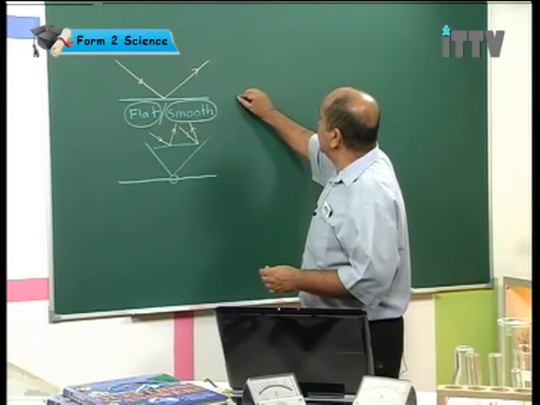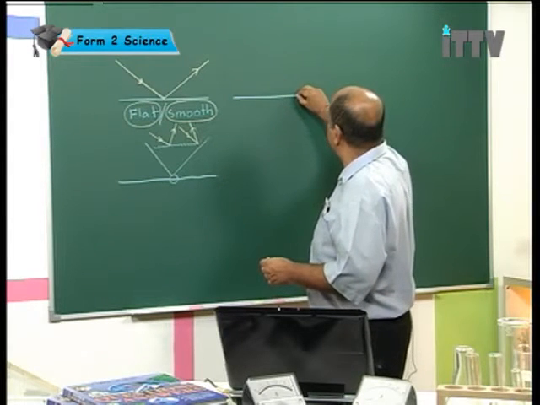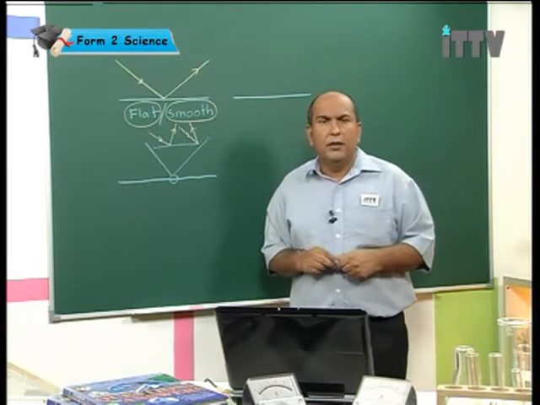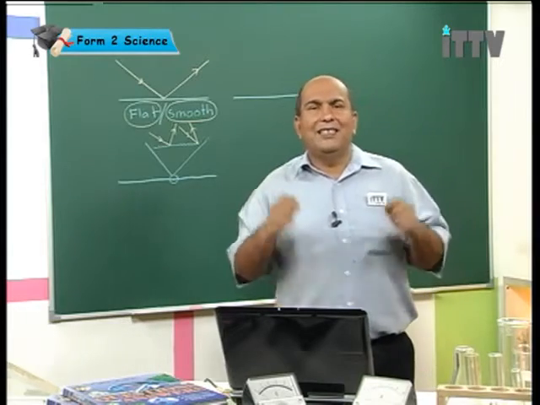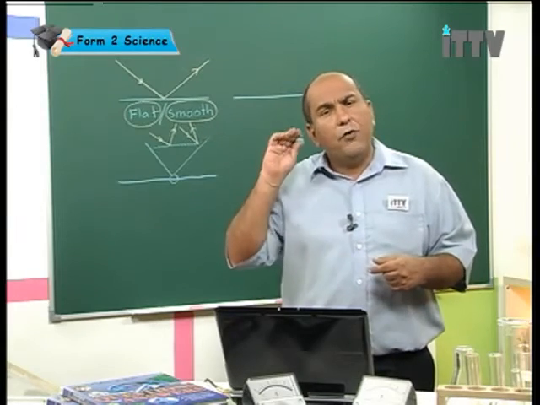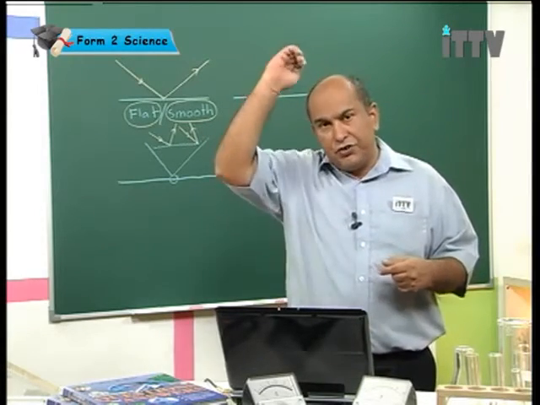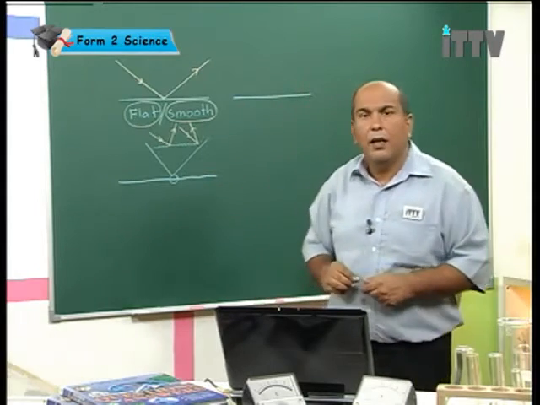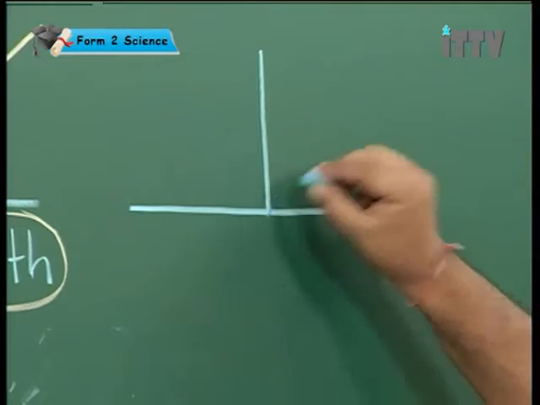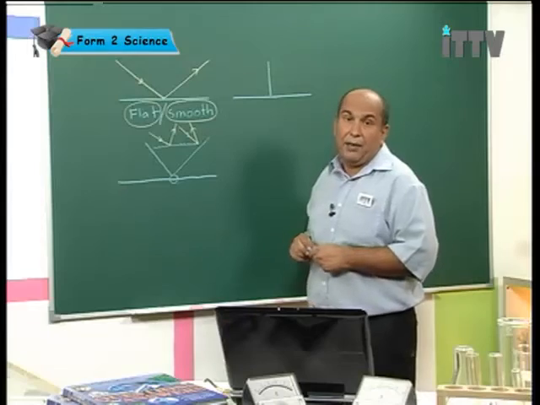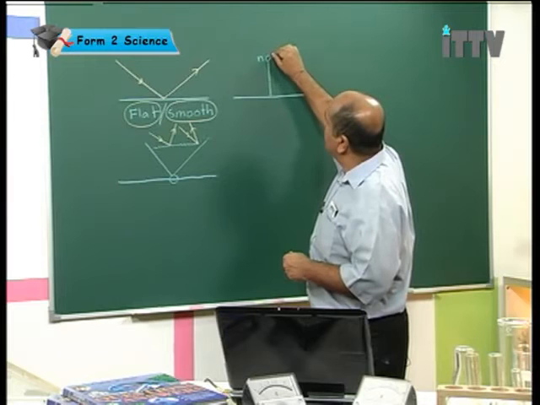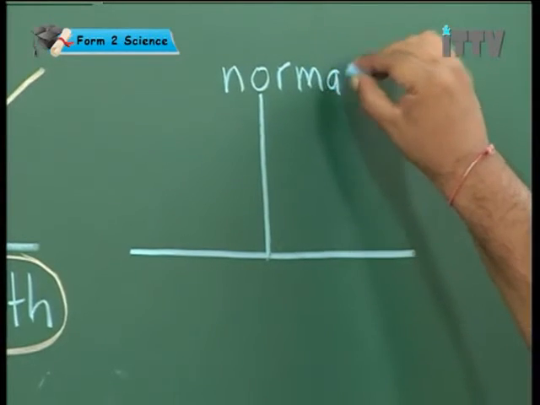If I draw my smooth surface like so, the next thing we need to do is draw in what is called the normal. The normal is a line that is at 90 degrees to the surface. It represents a ray of light that is traveling at 90 degrees. Anything that travels at 90 degrees straight down like so will bounce straight back up. So this line is what we call the normal.